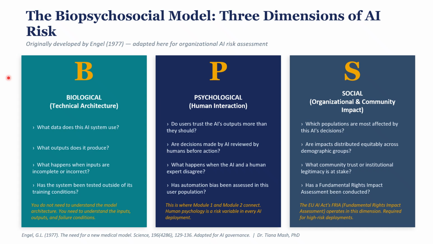Governance is all about framework and harm mitigation. And most of these incidents come from human oversight and lack of due diligence. Dimension P, the psychological perspective. This is the human interaction dimension. Do users trust the AI outputs more than they should? Are AI decisions reviewed by humans before action is taken? What happens when the AI and a human expert disagree? How will automation bias, the tendency to overtrust automated outputs, be assessed in a specific user population?